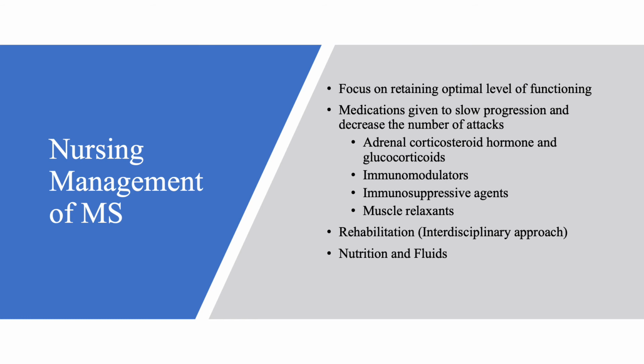Medications that are used include adrenocorticosteroid hormones and also glucocorticoids. They may include immune modulators, immune suppressive agents, and muscle relaxants. Remember, we said that they may have muscle spasms. And of course, if they're constipated, we'll treat that. If they have incontinence, we'll manage that. We manage symptom by symptom.